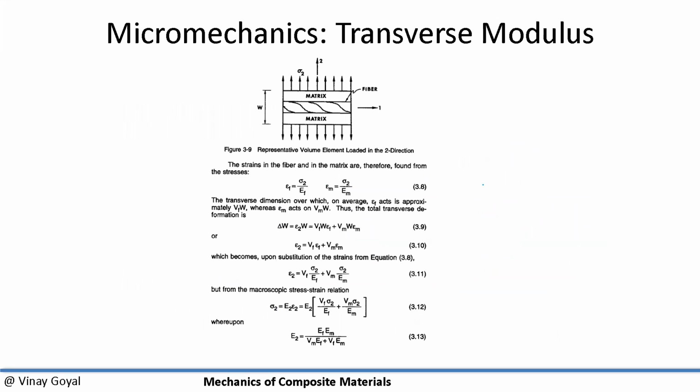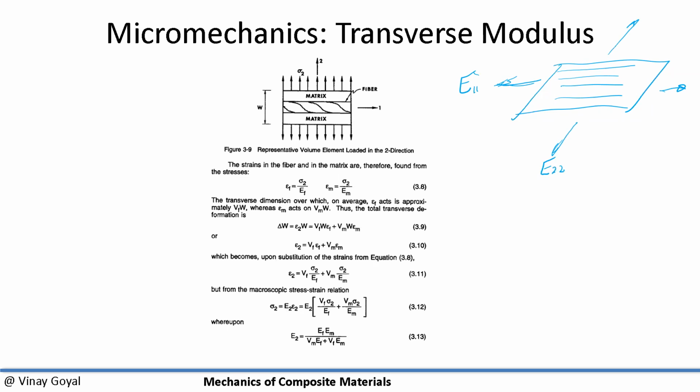Now, what about in the case of looking at E22? Earlier I was looking at a unidirectional composite, and I was asking this question: what is E11? That's E11. Now I'm asking, what is this one here? That's E22. So I'm loading it this way.